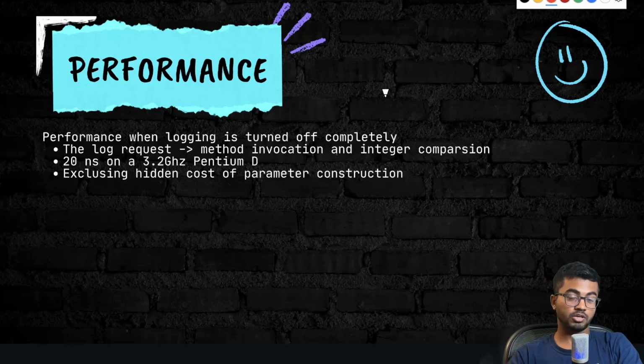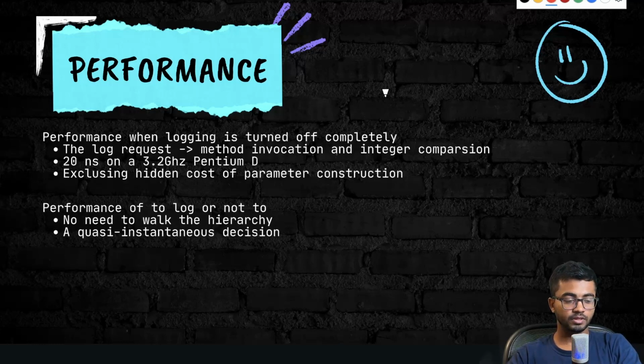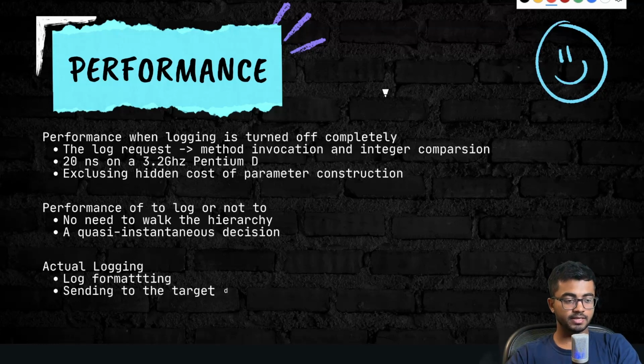Of course, we are not talking about the parameter construction. If there is a bunch of parameter construction getting converted to string, that will obviously add up to the computation time. So the performance of to log or not to log depends on the exact same situation as case one. It doesn't need to walk the whole hierarchy, it's an instantaneous decision in that case as well. The main thing is the actual logging.